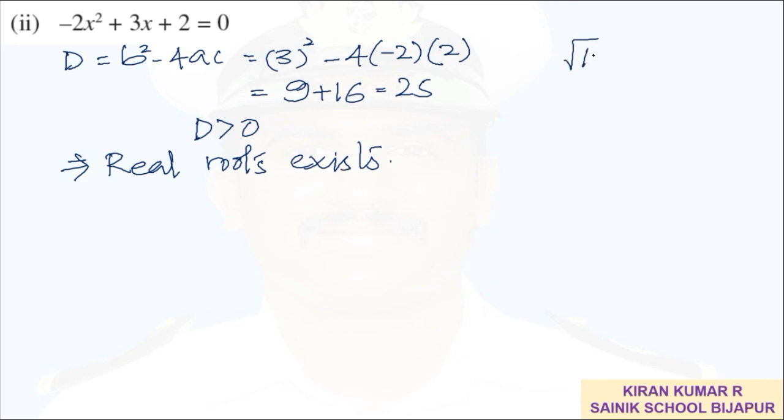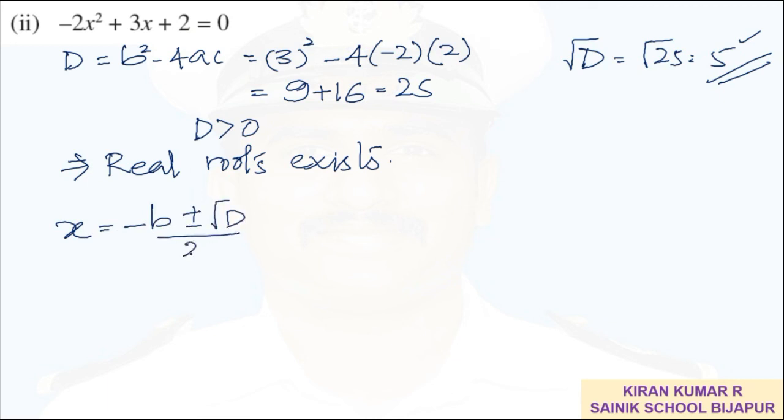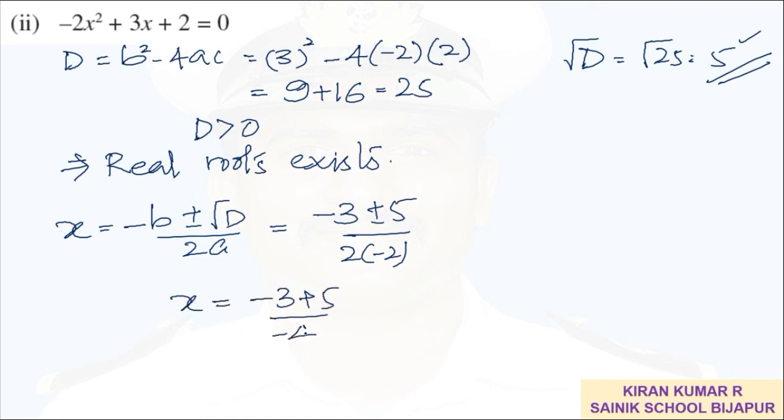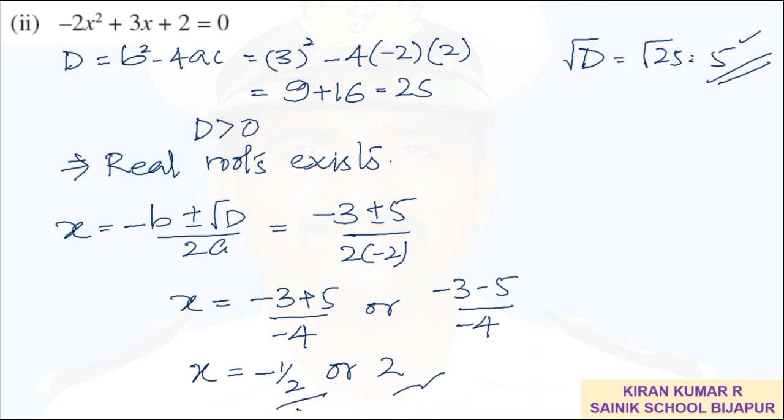So let me find out what is root D. It is root 25, nothing but 5. Let's use this. So the roots are given by minus b plus or minus root D by 2a. Let's substitute. Minus b is negative 3 plus or minus 5 by 2 times negative 2. Therefore, we would get x value as negative 3 plus 5 by minus 4 or negative 3 negative 5 by minus 4. So the value of x is negative 1 by 2 or positive 2. These are the roots.